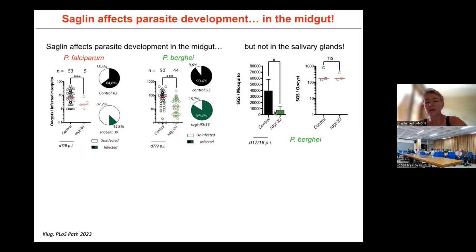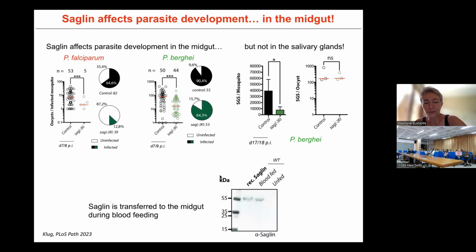Still, this is very interesting, and that led us to ask an important question: how can a protein expressed in the salivary gland be efficient at limiting parasite infection in the midgut? And this came through a very simple Western blot. We looked at the presence of Saglin before and after a blood meal. When a wild-type mosquito is unfed, there's no Saglin in its midgut, in the blood bolus inside the midgut. But if you dissect this same mosquito after a blood meal, then there is actually Saglin appearing in the blood-fed mosquitoes. So how does Saglin reach the midgut?